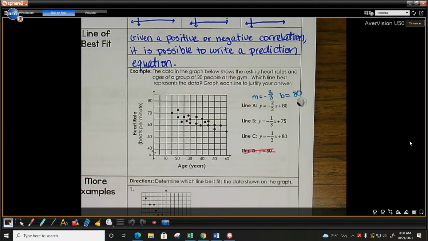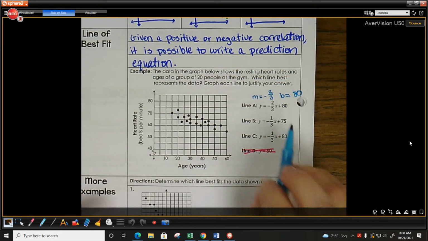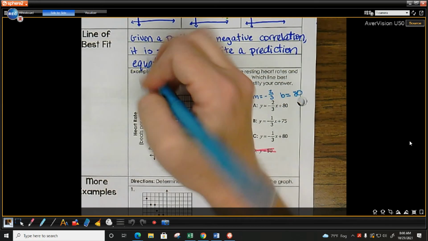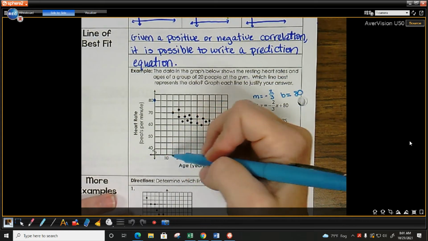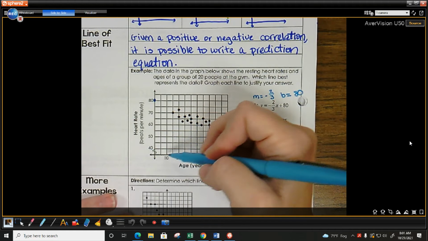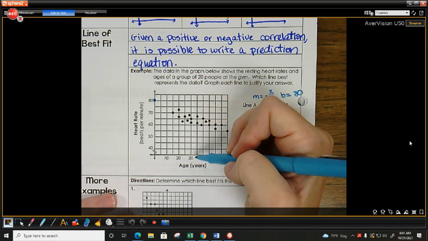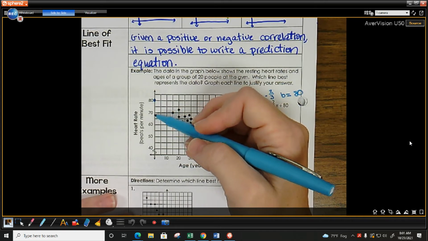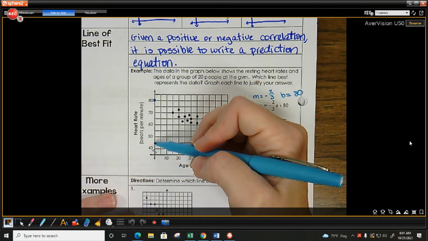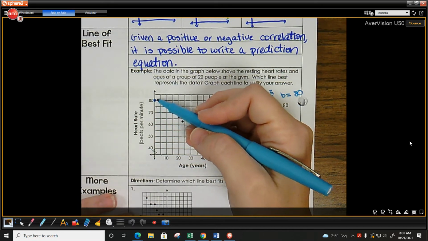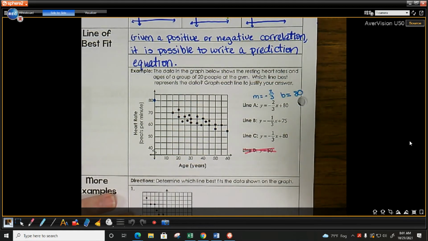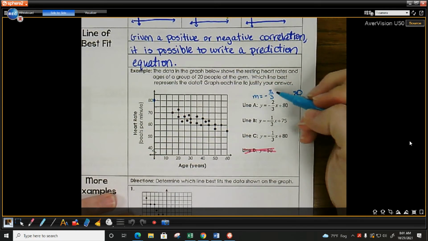We're going to begin at 80 on the y-axis. Be careful what you're counting by, guys. On my x-axis, we're counting by 5, 10, 15, 20. We're counting by 5s, right? Are we counting by that same amount on my y-axis? Yes. 50, 55, 60, 65, 70, 75, 80. So are we counting by 5s on the y-axis as well? Yes.